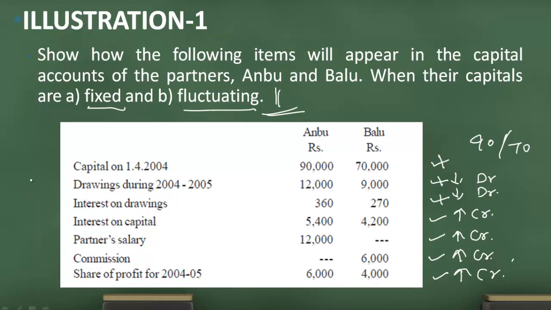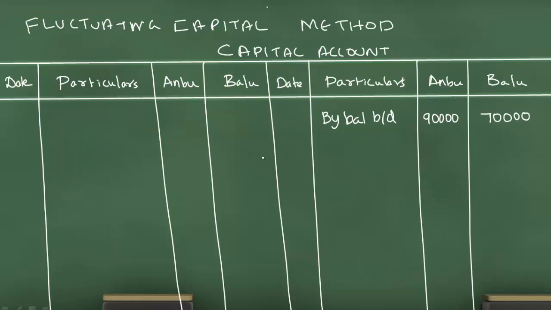The second item is drawings and interest on drawings. As discussed, these two will reduce the capital. In fluctuating capital method we will do everything in the capital account only. So we will take these two items to the debit side of the capital account. In fluctuating capital all adjustments will be made within the capital account, right? So we'll write here, to drawings. Both the partners have drawn. What is the drawings amount? If you recollect, the drawings is 360 and 270. I'm sorry, drawings is 12,000 and 9,000. So we'll write 12,000 for Anbu and 9,000 for Balu.